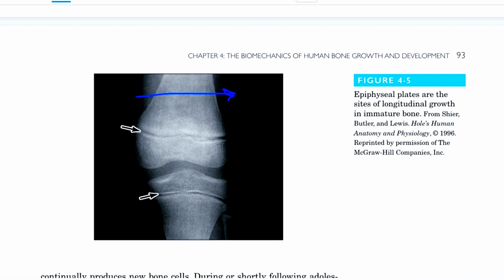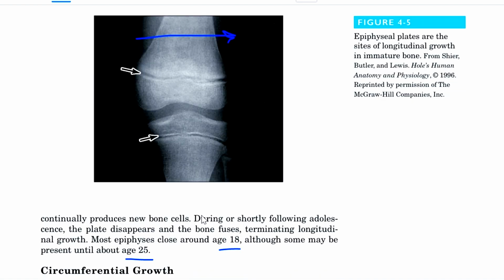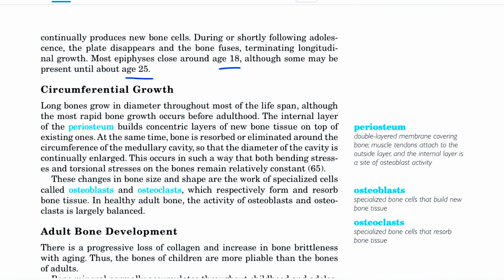Simply, they are adding more cells into the layers. In a very simple way, the periosteum is adding concentric layers of new tissue on top of the existing ones, and now the growth is in a wider manner. You can say that this growth is making the bone fat instead of making the bone long.